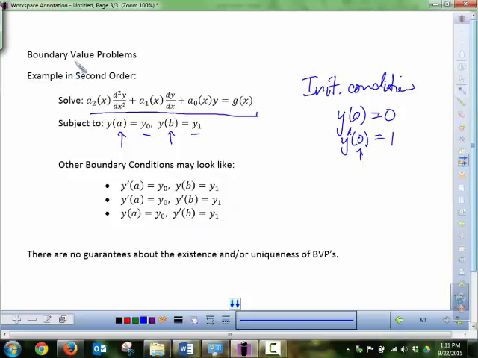So a BVP, boundary value problem, does not guarantee the existence and uniqueness of your solution. All right? So like I said, we're not going to talk too much about this. We're going to focus on initial value problems for these higher order differential equations.